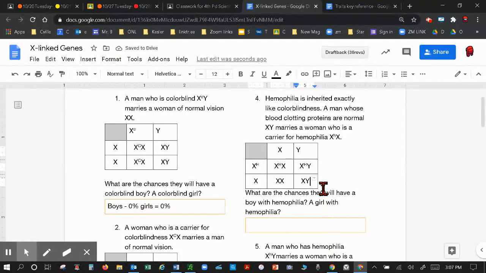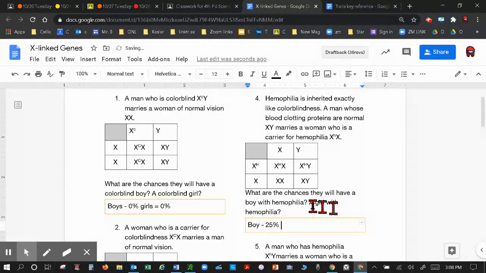So now looking at the Punnett square, what are the chances that a boy will have hemophilia? If we look at that, here is the boy. There's only one outcome. So out of this entire box, every quadrant, every box is 25%. So the boy, I'm going to put down 25%.